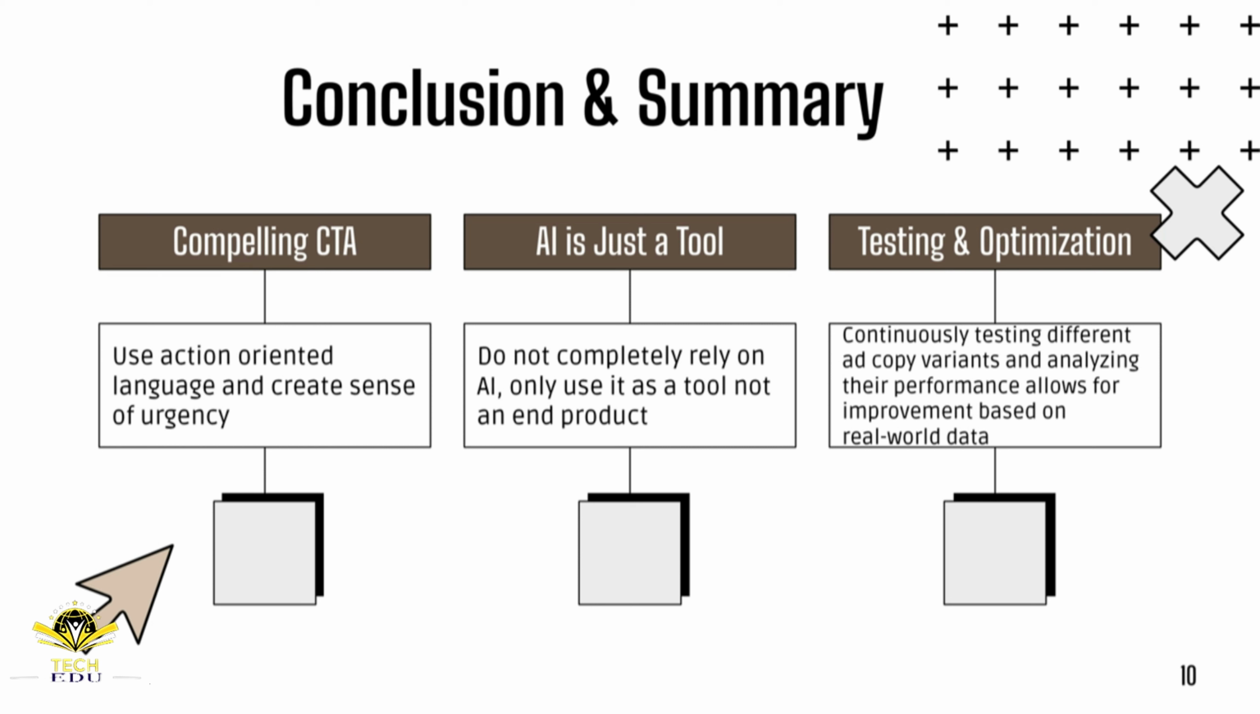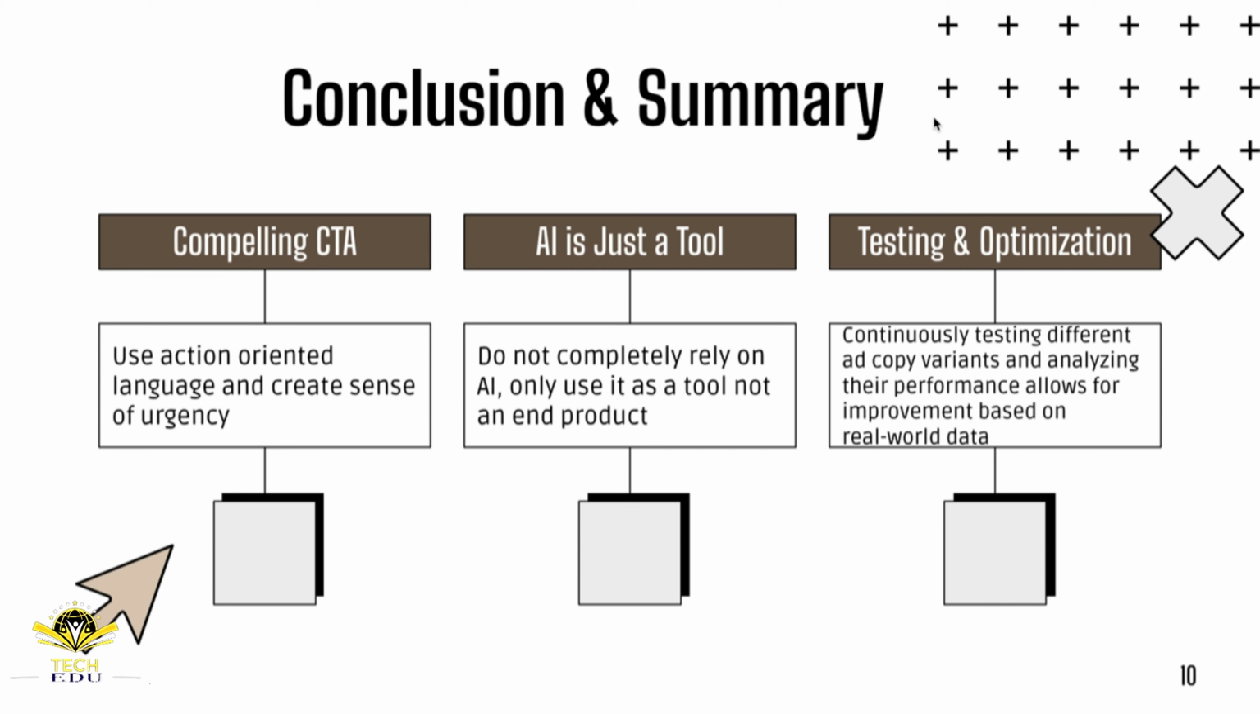Okay, so let's move on to the second one here. AI is just a tool. Always remember that AI is simply just a tool. So you should never completely rely on AI. Only use it as a tool, not an end product. You still need to come up with your own ideas. Even though AI is able to generate ideas for your copywriting work, and for your ad copies, you still need to filter those ideas because not all of them are great, right? You still need to check manually. All of this work still requires human manual supervision, guys. All right, just keep that in mind.